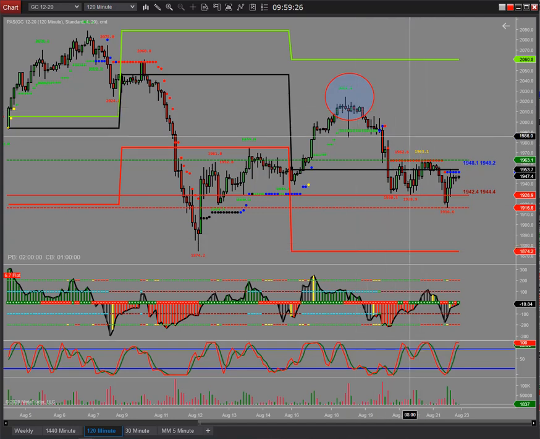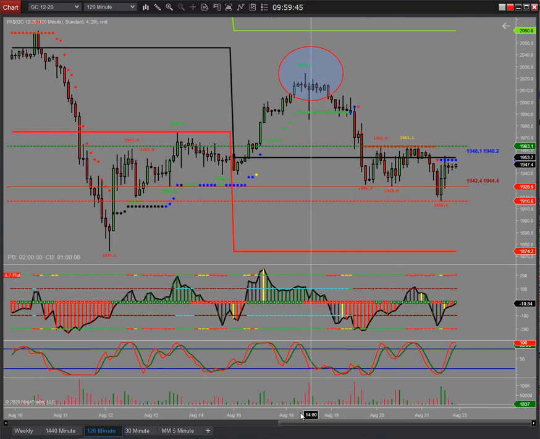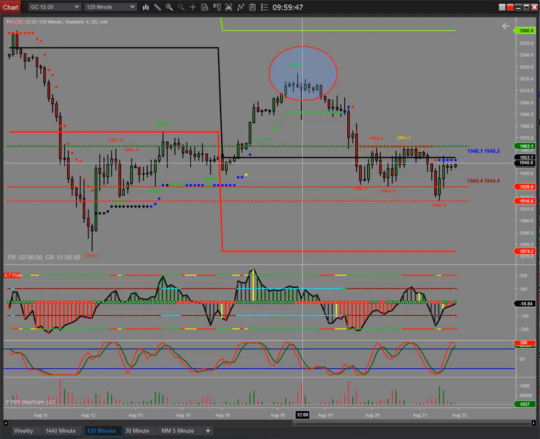But you always try to find a way to manage that, whether with ETFs or trading micros or whatever suits your account size and risk appetite. So this is the area I was watching, and the same thing on the 120 minute chart.